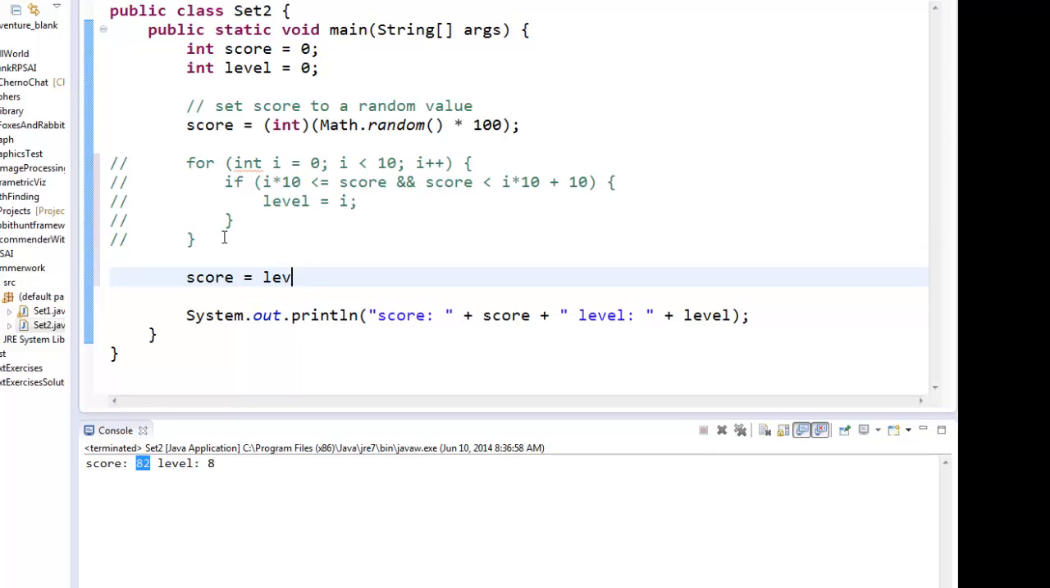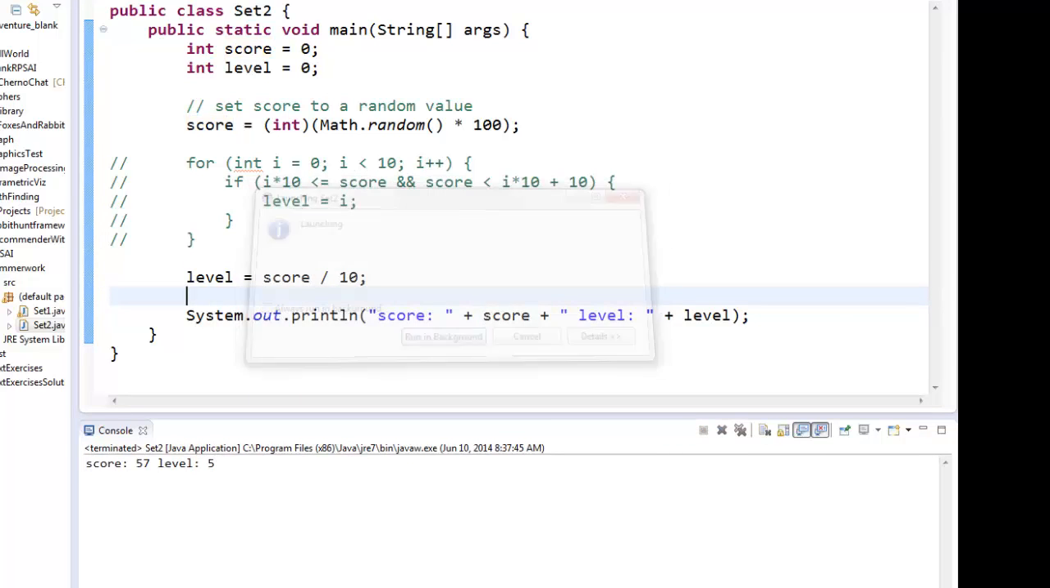Score equals, level equals score divided by 10. Notice score is an integer, and 10 is an integer, so this is going to perform integer division, which means it will divide it by 10, but then it will discard the decimal portion. That's called truncating, so it will truncate the decimal portion. And if I run it again, you'll notice I'm getting the exact same values I was before.